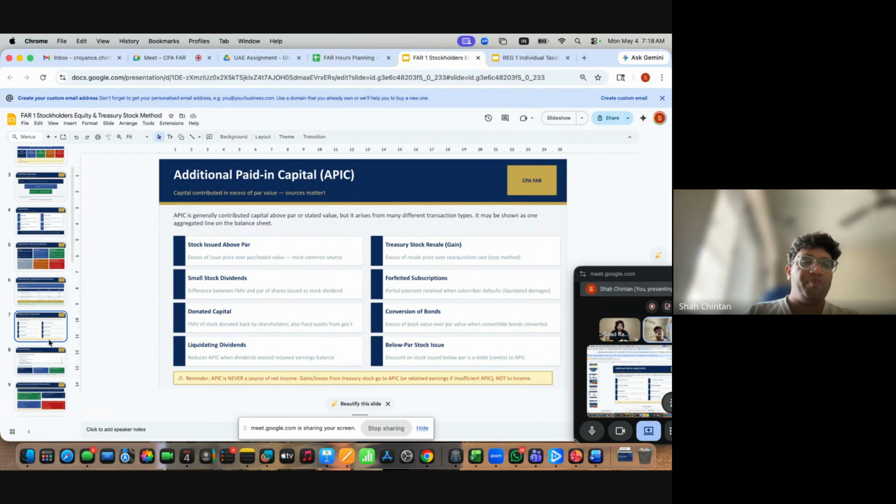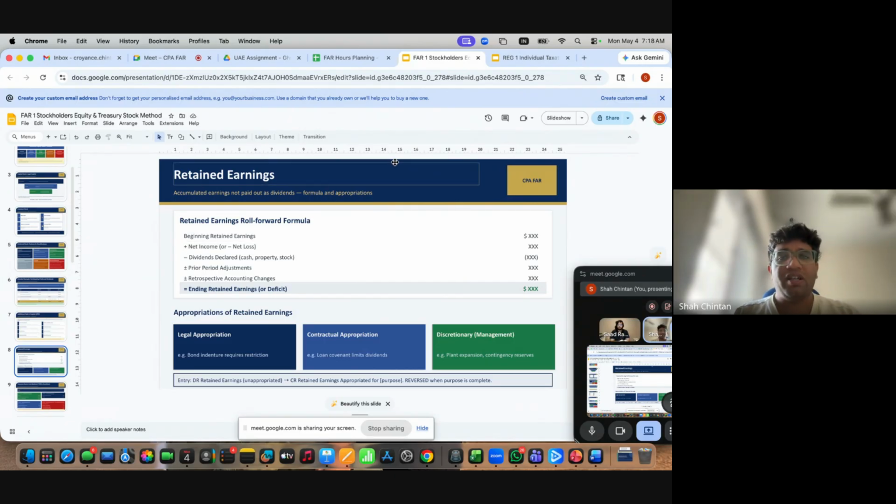Then you have a format for the retained earnings. This is how you will prepare a typical roll forward. You will start with the beginning retained earnings plus any opening retained earnings adjustments. You get an adjusted opening retained earnings, plus any net income or loss, minus any dividend which is paid, plus or minus any prior period adjustments. This typically goes on the top side. Any retrospective accounting change again goes on the top. So beginning retained earnings plus adjustments plus net income minus dividend gives you the ending retained earnings.